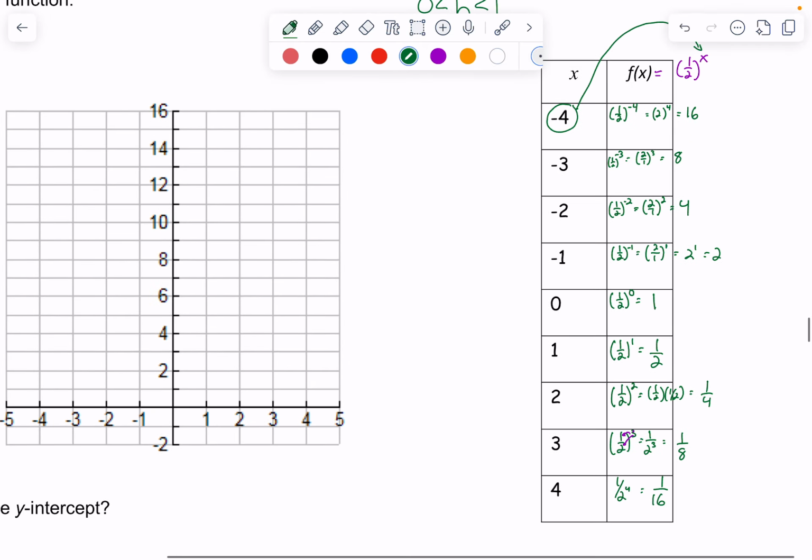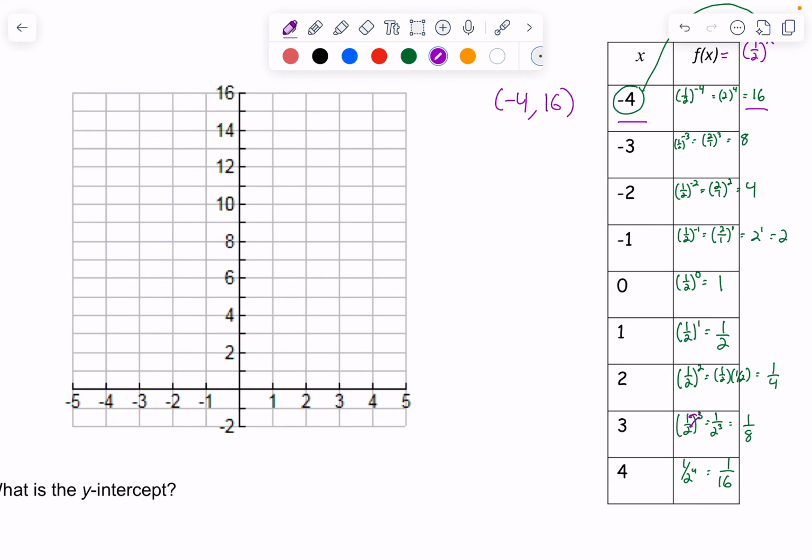So what you've just done again is create a set of ordered pairs. We are plotting the point -4 and 16. This time I'll write each coordinate by looking at the table values, and I'll plot it first. So -4, 16, we're up here. Then we're plotting -3 and 8, right here. Then we plot -2 and 4, right there. Then -1 and 2, so -1, 2.